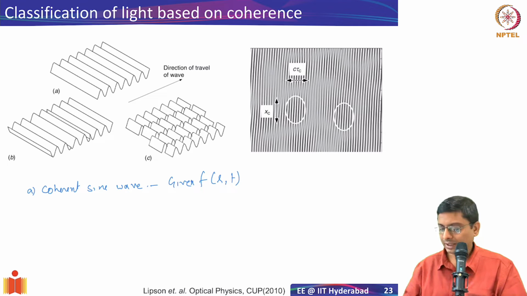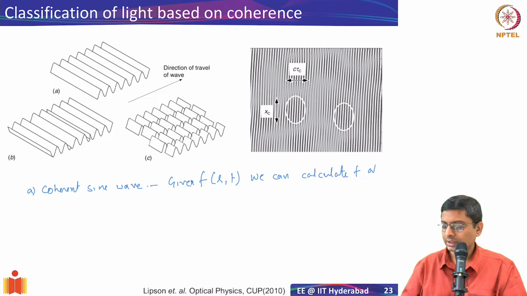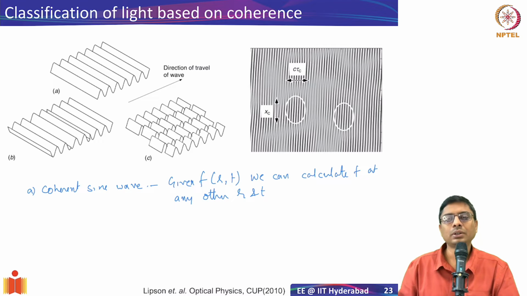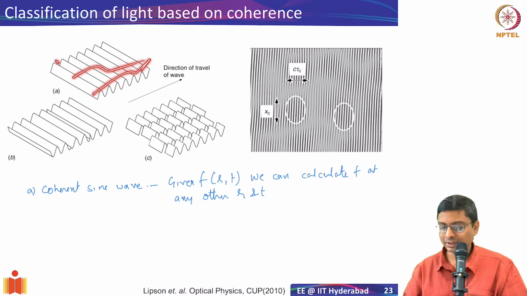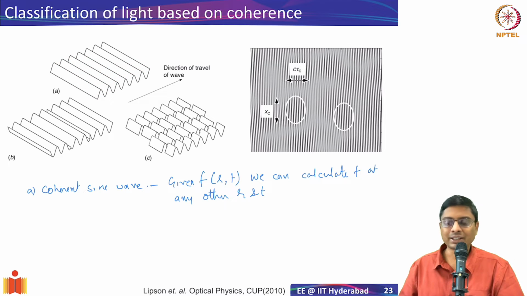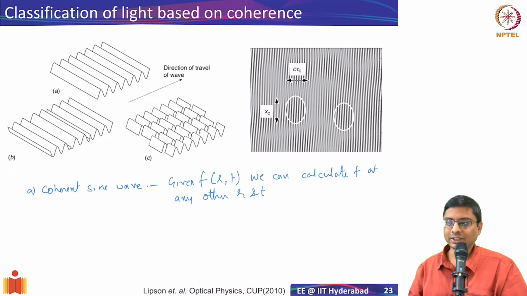So given this, we can calculate f at any other r and t. This is the idea of a coherent wave. That means there's a fixed relation between the different points on a wave in space and time. Schematically, you can think of it like this: a wave which is traveling in time, and then in space it is perfect, there are no disturbances. But this is an idealistic situation. You'll never have this in reality.